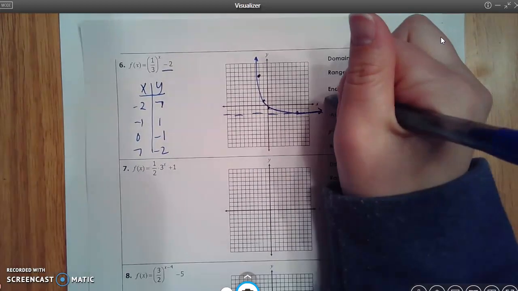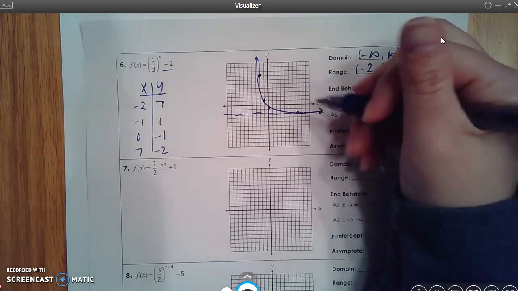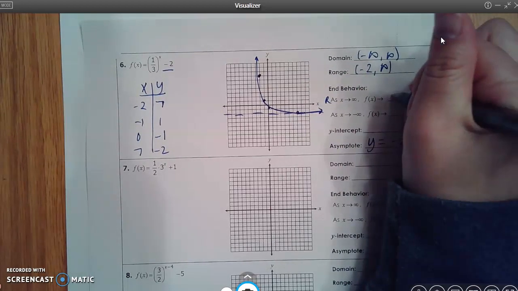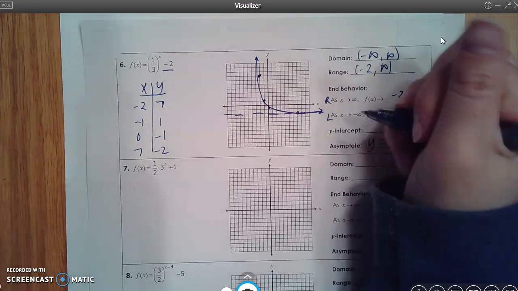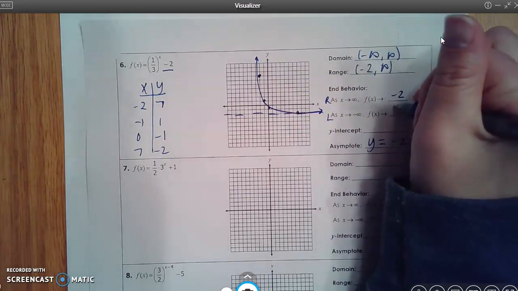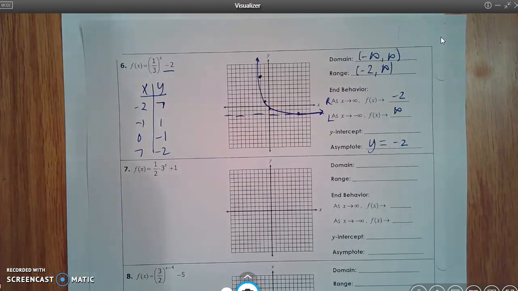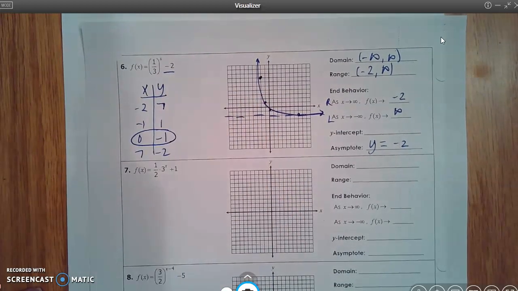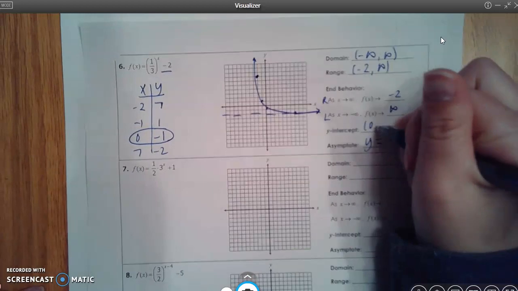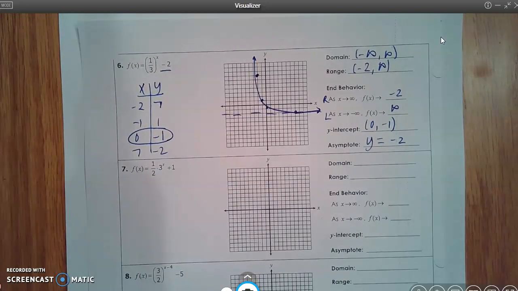Okay, my right arrow is when x is going to positive infinity. My right arrow is approaching the asymptote, which occurs at -2. My left arrow is pointing up forever, which is going to positive infinity. Last but not least, we have to find our y-intercept, which occurs at x equal to 0, and that occurs at 0, -1.